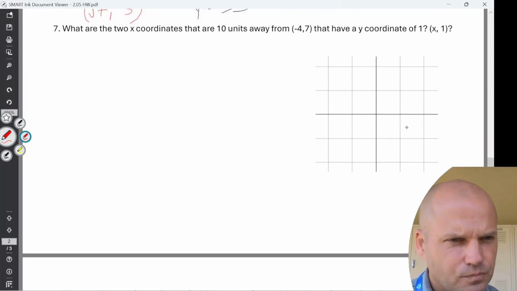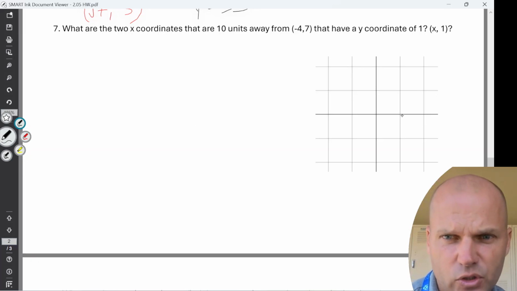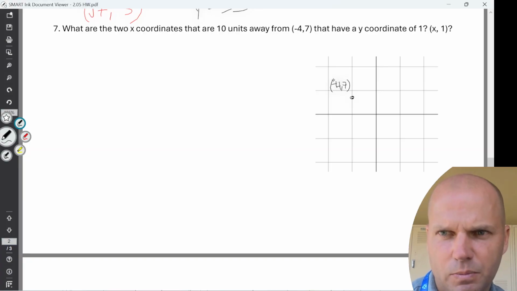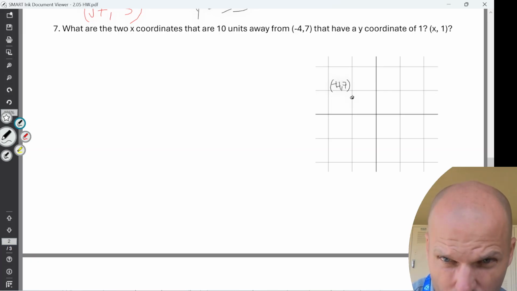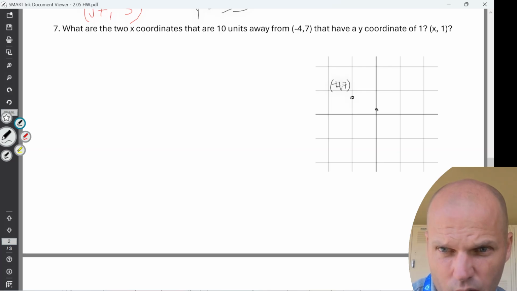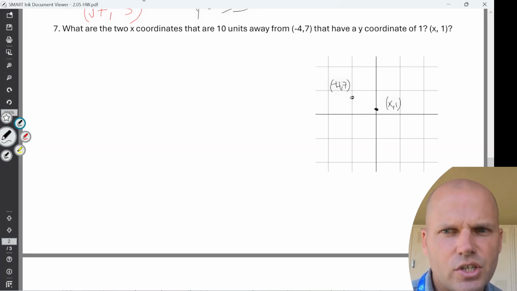Number 7. What are the 2 x coordinates that are 10 units away from negative 4, 7? So I got negative 4, 7. I'm just going to put it here. You don't have to count off the boxes. Put it wherever you want. We have x, 1. So we have a y coordinate of 1. So this is tricky right here. So watch.